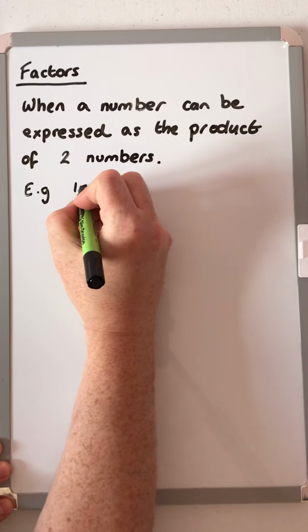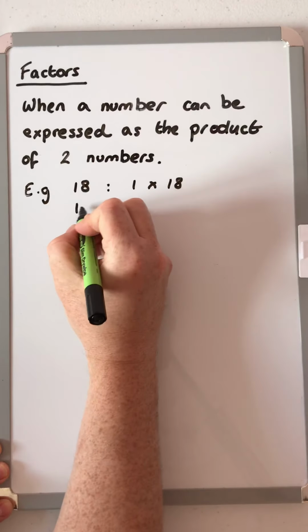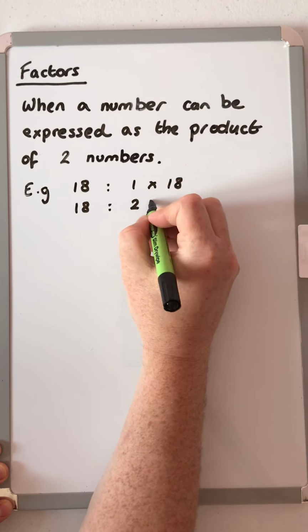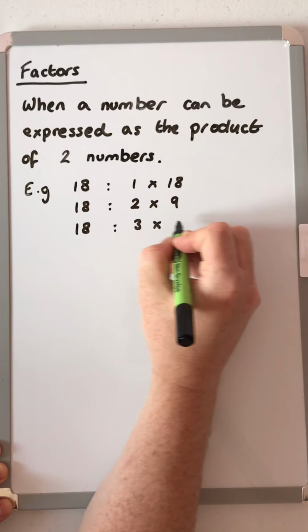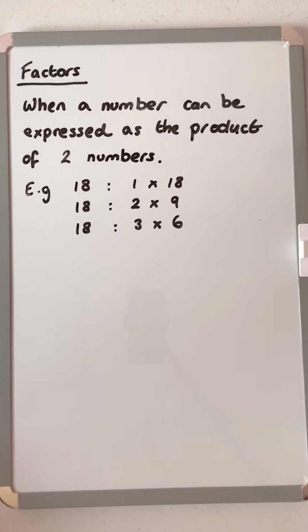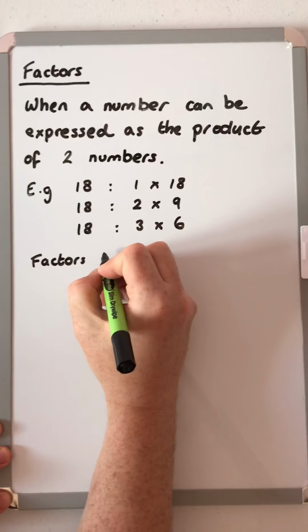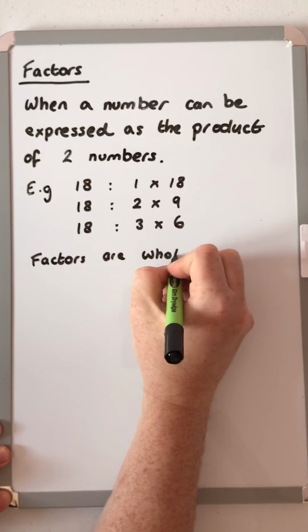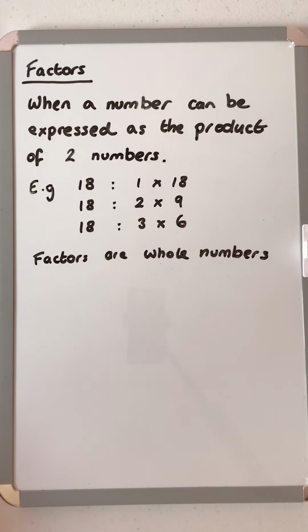For example, 18 can be expressed as 1 times 18. It can also be expressed as 2 times 9. It can also be expressed as 3 times 6. Okay, factors are whole numbers. Right, very important. They're not decimals, they are not fractions.